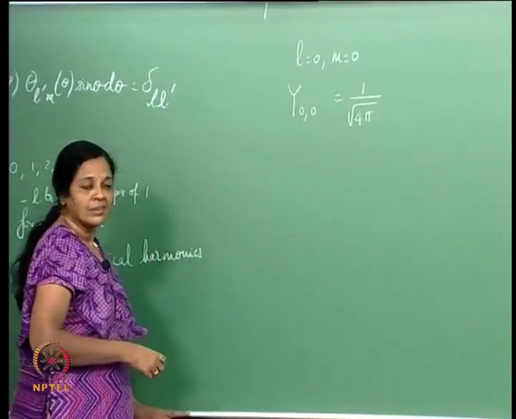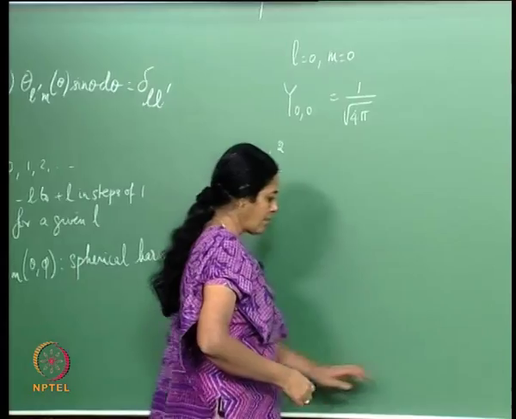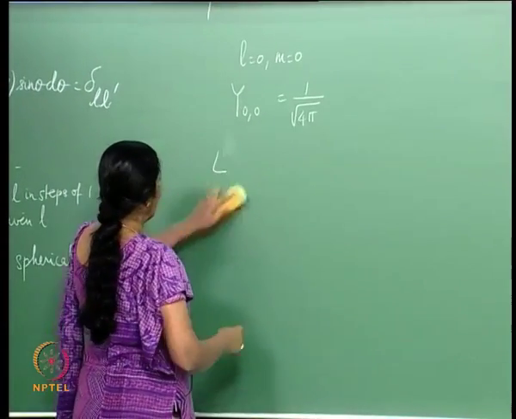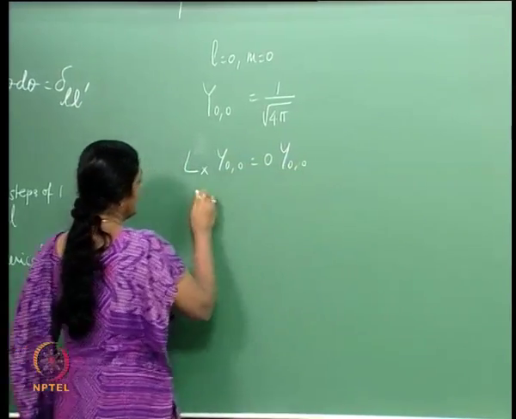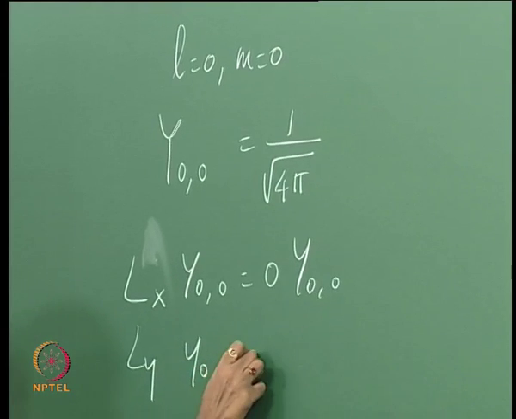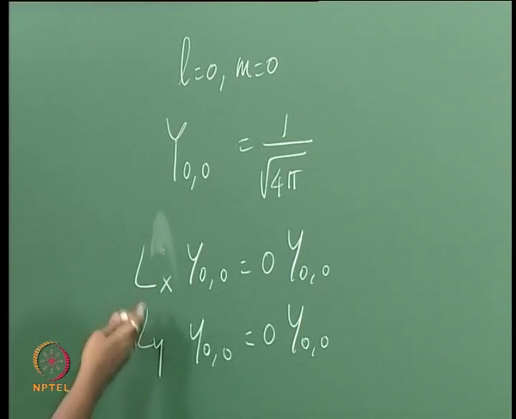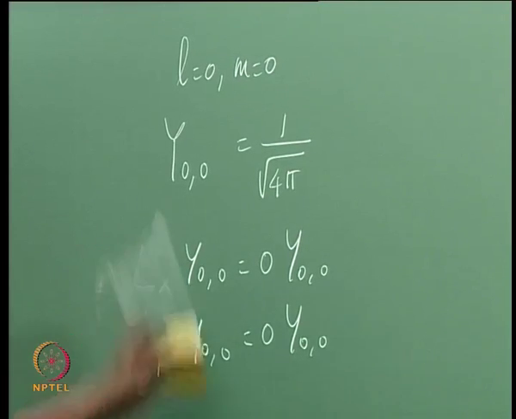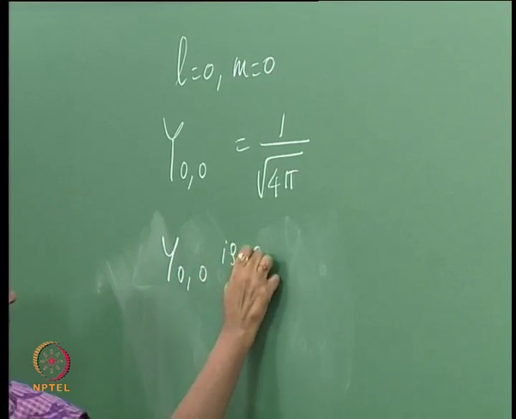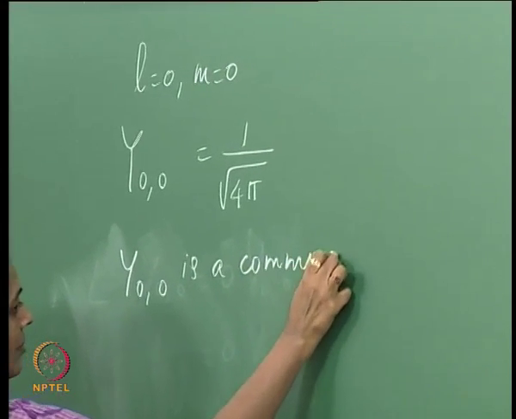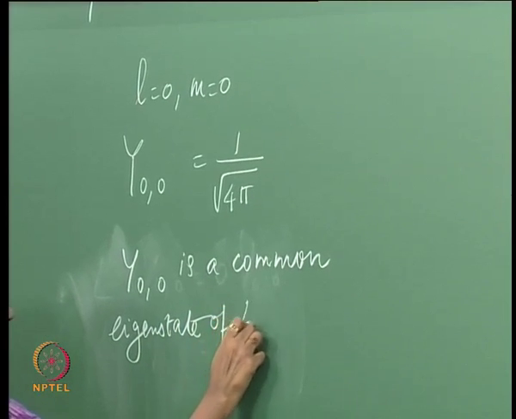This is interesting. Since it is just a constant, it is an eigenfunction of Lx, Ly and Lz. So, there is nothing to say there, because this does not even act on it, and therefore, Y_0^0 is a common eigenstate of Lx, Ly and Lz.